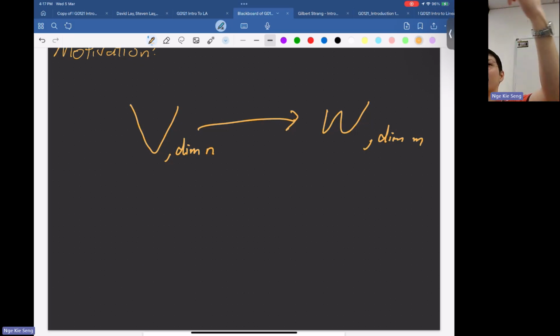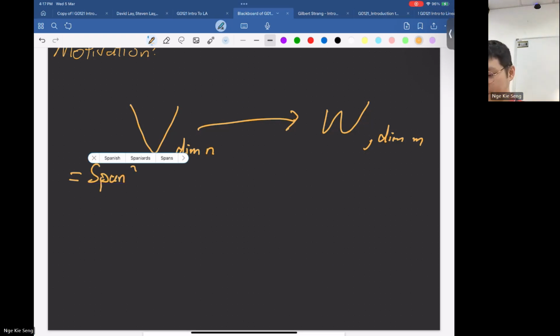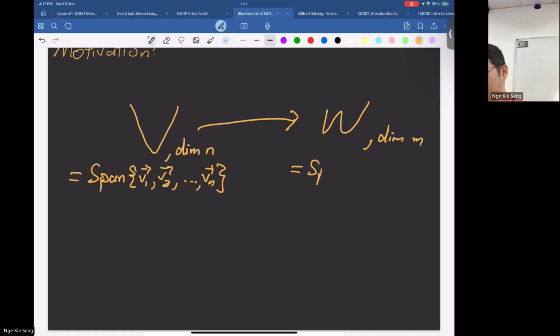Okay, so the number of vectors inside the bases. In other words, we can write V as a span of V1 up to Vn. So there are n vectors here. For W, how many bases? W1 up to Wn. Okay, very good.